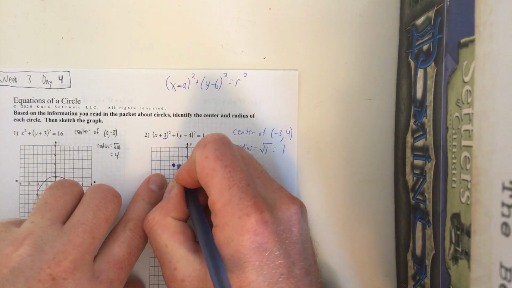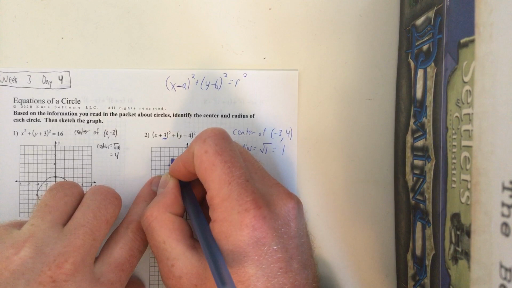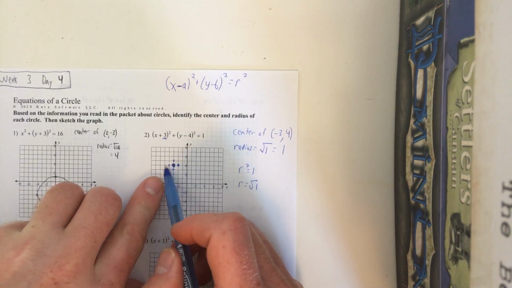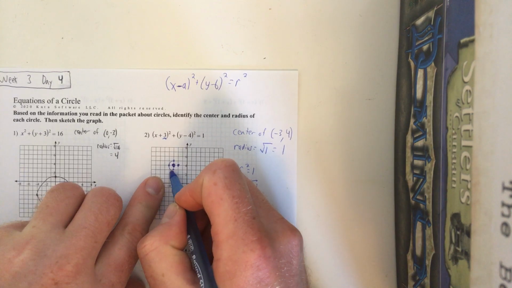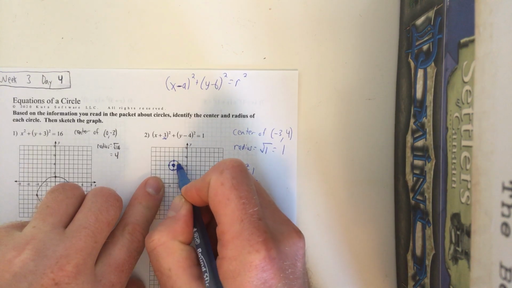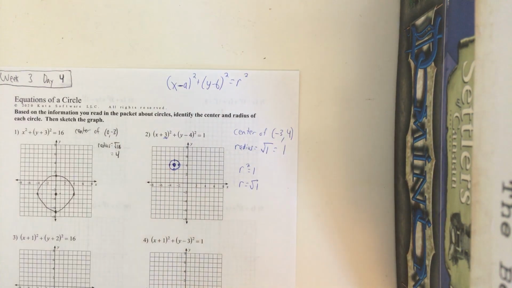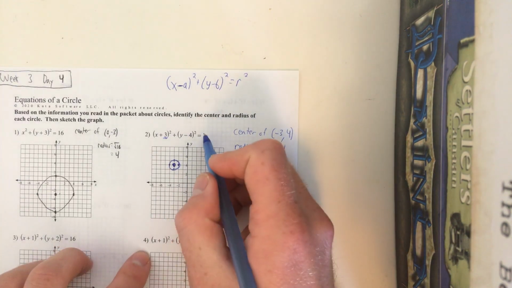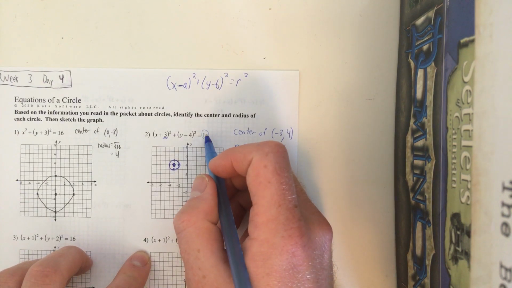So I'm going to plot points 1 away in all the directions from my center. And then I connect the dots on the outside. And you can see here that I have a small circle. Notice it's a small circle because my radius, my r squared over here, is small. It's only 1.